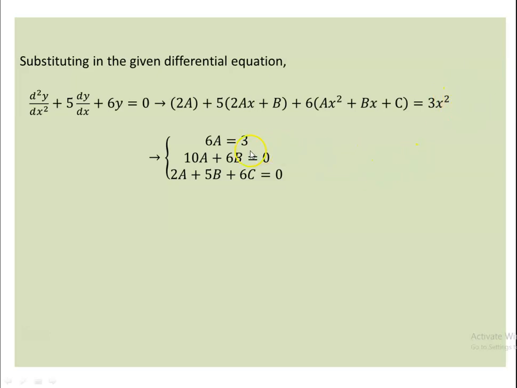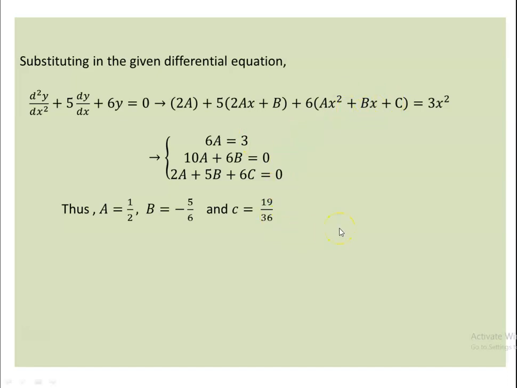So clearly one can obtain that a is 1 over 2 from this one. 6a equals 3, a is 1 over 2. Once you obtain a to be 1 over 2, you simply substitute that 1 over 2 in place of a in the second one, and you will get 5. And moving that 5 to the right and dividing by 6 becomes b equals minus 5 over 6. Once you determine these two values, a and b, c can easily be obtained. Simply substitute the obtained a and b values in the third equation and determine c. C is finally obtained to be 19 over 36.